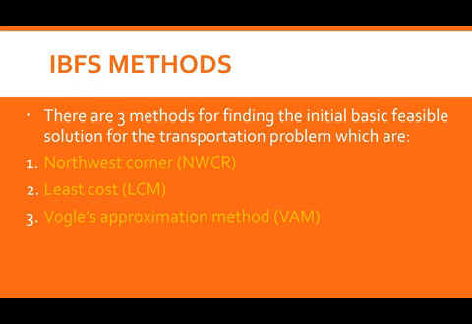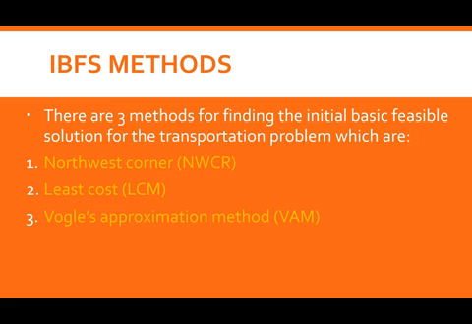In the previous session, we described what a transportation problem is, and we saw that it was solved in two phases. The first phase was to compute the IBFS, initial basic feasible solution, and the second phase was for optimization. So we are now discussing that in phase 1, to compute the IBFS, we have three different methods.